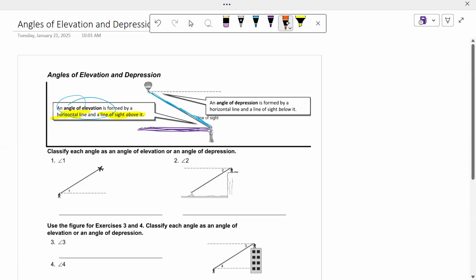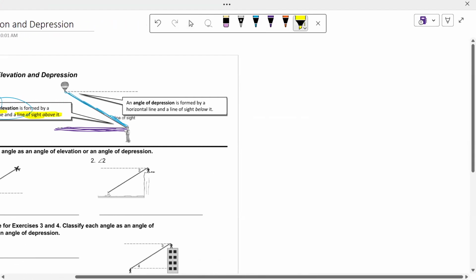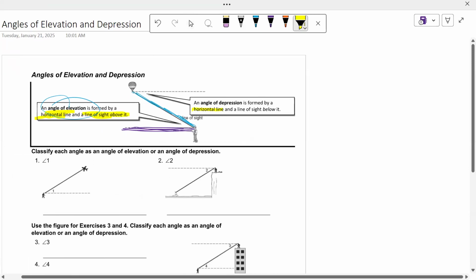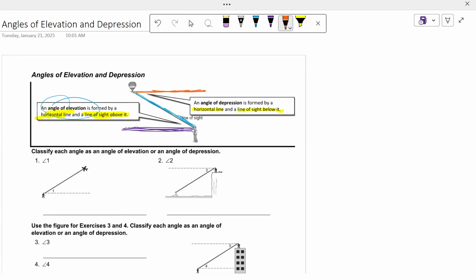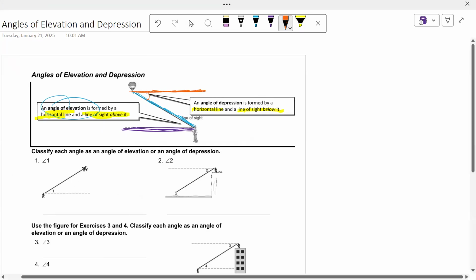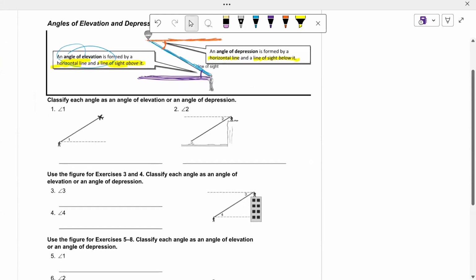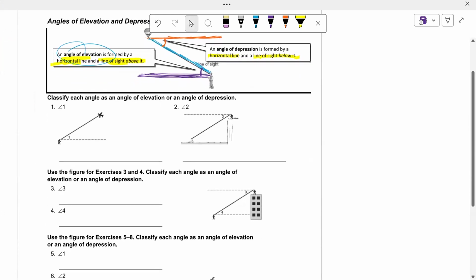Okay. Now, an angle of depression is formed by a horizontal line and a line of sight below it. So our line of sight is still this blue line, but the horizontal line will be now this orange line. So it's whatever's up high, and then the line of sight is below. So if we are in the balloon, we're hanging out, we're floating around, and we look down at Billy Bob, that is a depression angle. So it's going to be referring to this angle right there, while our angle of elevation is referring to that angle right there.